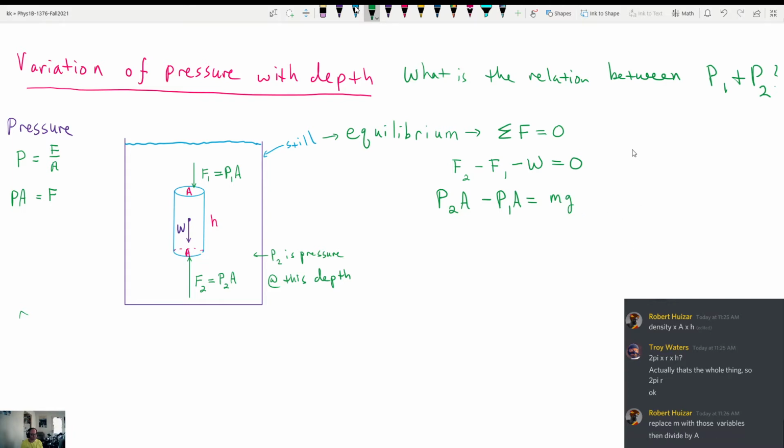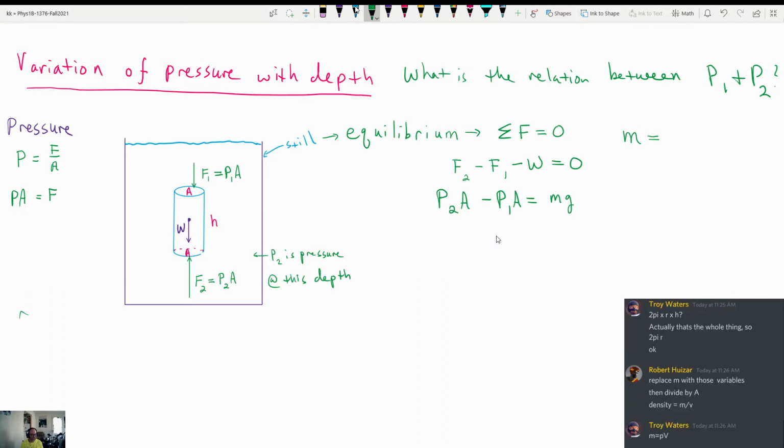So what was mass? What did we say mass was earlier in terms of density? Let's start from there. Yeah, you're exactly right, Robert. Robert's got it exactly right. He's got all the details right. Mass was density times volume, right? Okay, well, let's plug that in. Mass is density times volume times gravity. P2 minus P1. You guys okay if I factor out an A right here? They both have A in it. We can factor it out. Okay, yeah. Density times volume times gravity.